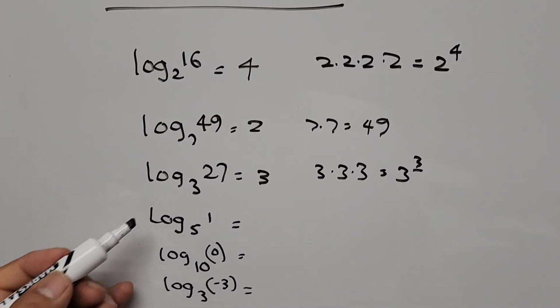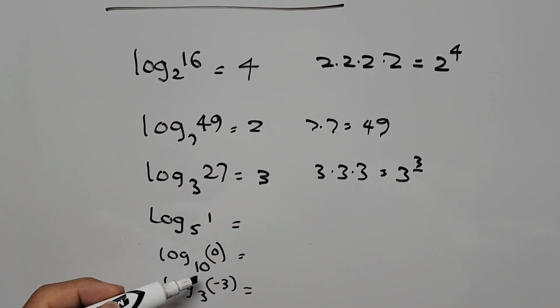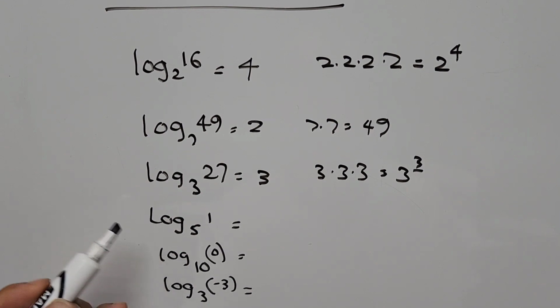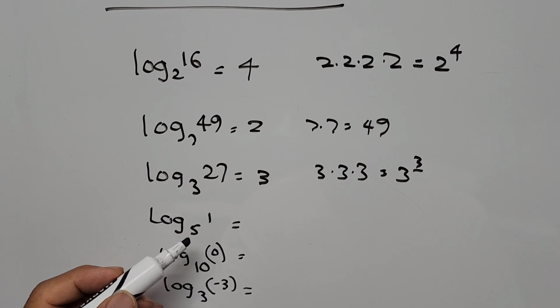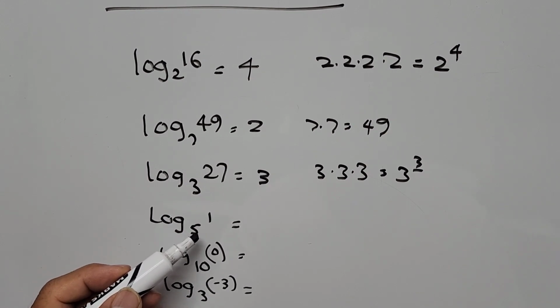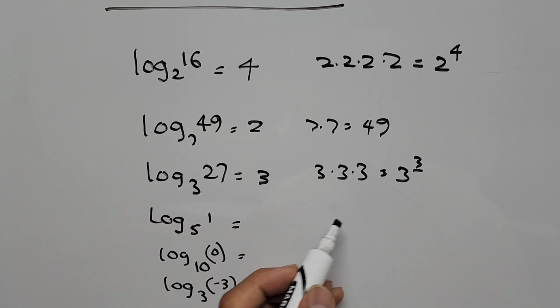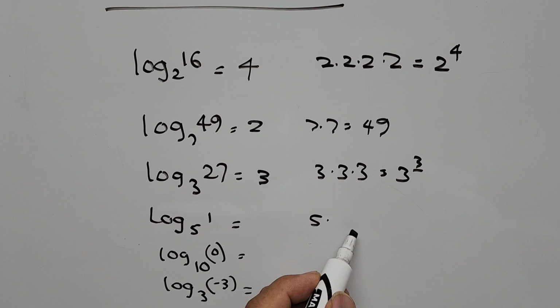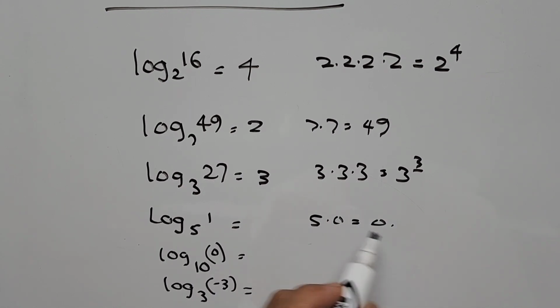And so what about these 3 right here? Log of 1 base 5, log of 0 base 10, log of negative 3 base 3. In here, log 1 base 5, it's asking what is the exponent of 5 to make it 1. So how are we going to do that? 5 times 5 is 25 already. 5 to the first power is 5. So if we put the exponent 0, the answer is 0.